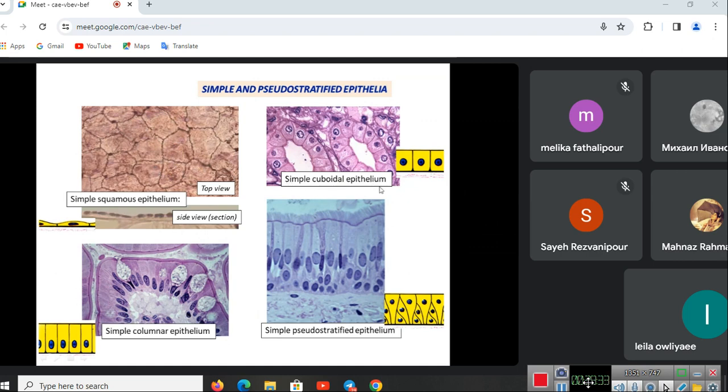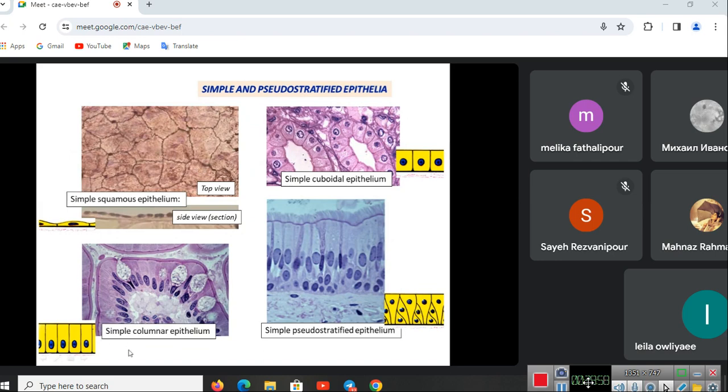Next, a simple cuboidal epithelium. So it looks like this. One layer of cuboidal cells, which are square in shape with rounded cell nuclei. So you can see it here. The basement membrane is located here. And these are the cells. They are cuboidal in shape and they have rounded cell nuclei.